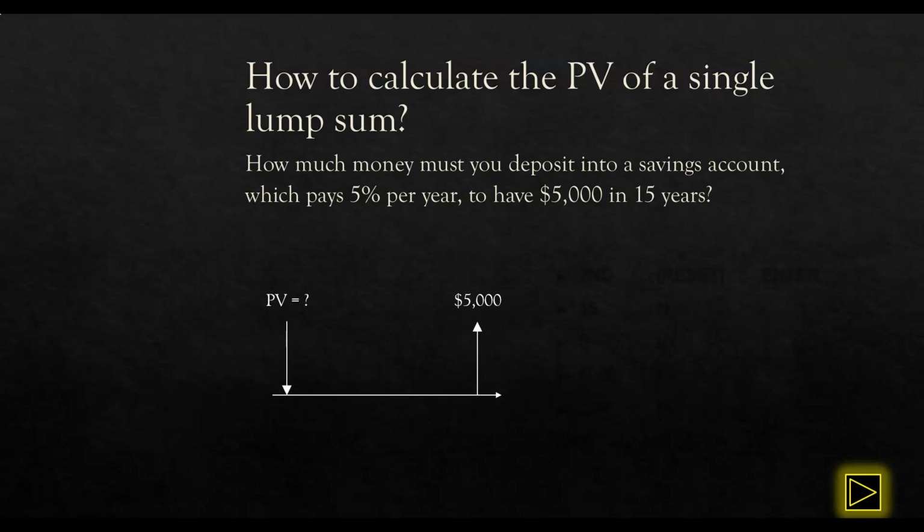Something that I always do when I try to solve a finance problem is I construct what I call the investment timeline. In this case, the investment timeline for this particular problem is very simple. You're getting $5,000 in 15 years. So here, what we want to do is solve for the present value of that.